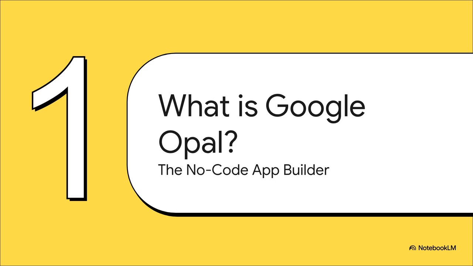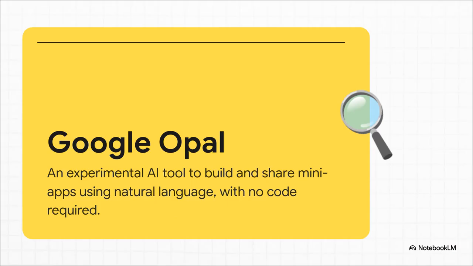All right, so what is this thing? What is Google Opal really? Let's get into what it is and who it's actually for. So the official line from Google Labs is that Opal is an experimental AI tool for building and sharing these mini apps. The whole point, the big idea, is that you do everything with just plain English. No coding, none. The goal here is to let you whip up quick prototypes for your ideas or even build little custom tools to make your own life easier.